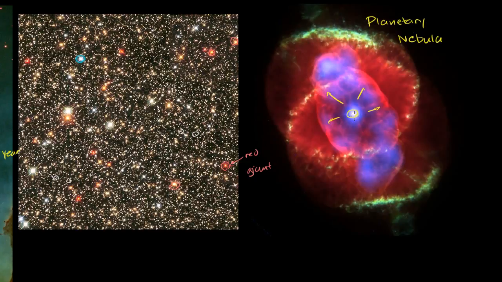Once all the fuel runs out. So it's past the red giant phase. It's thrown all of this material into space, and it's on its way to becoming a white dwarf.